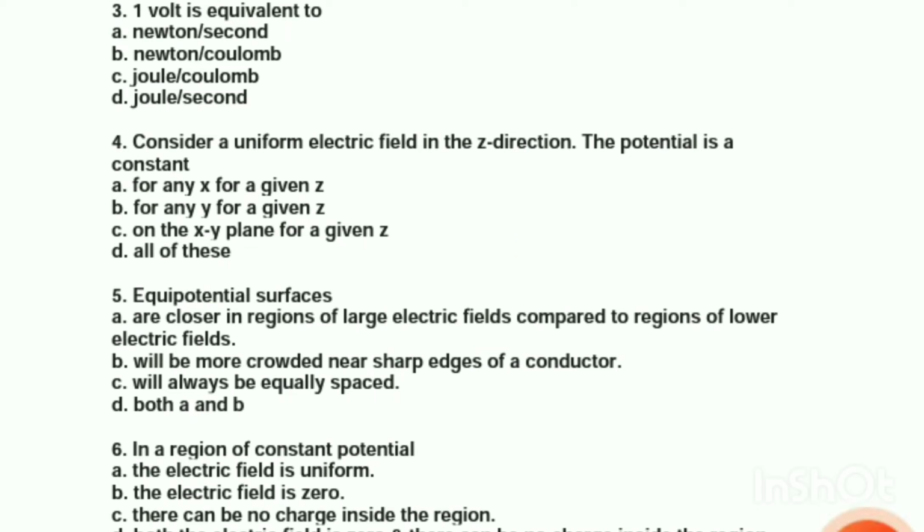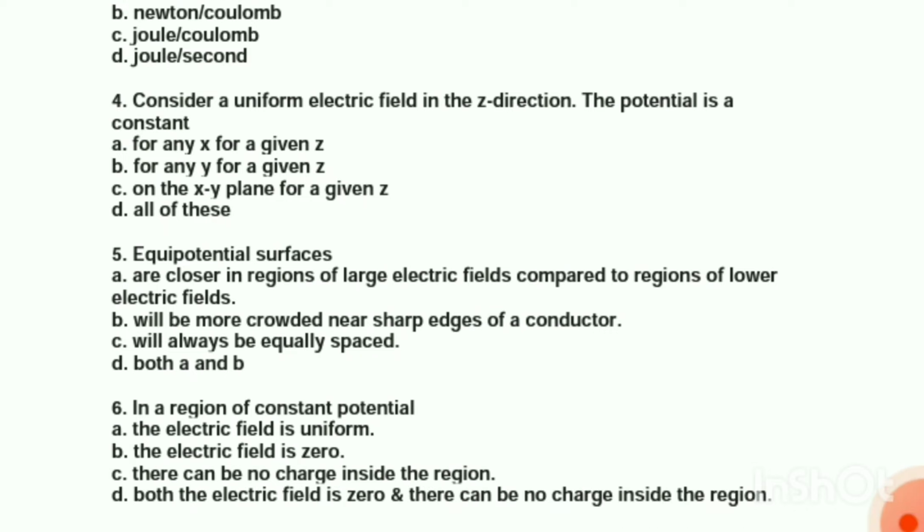Next, equipotential surfaces are close in a region of large electric fields compared to a region of lower electric fields, will be more crowded near sharp edges of a conductor. Both A and B. So D is the answer.